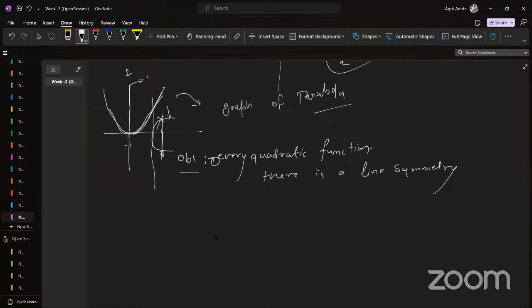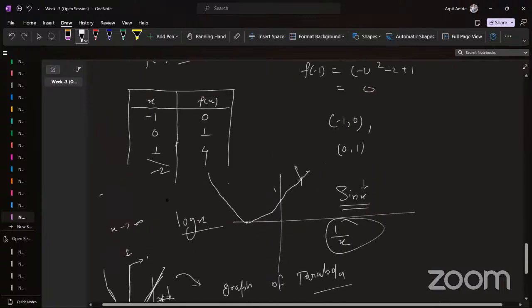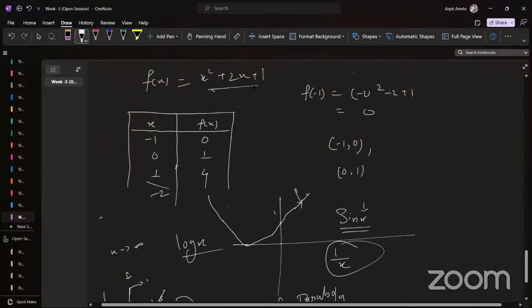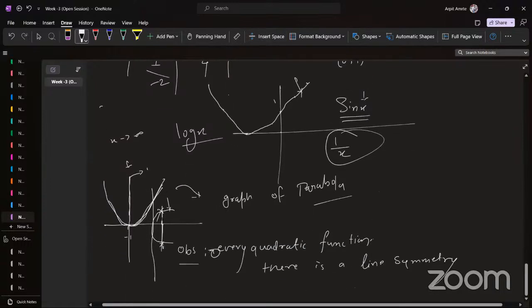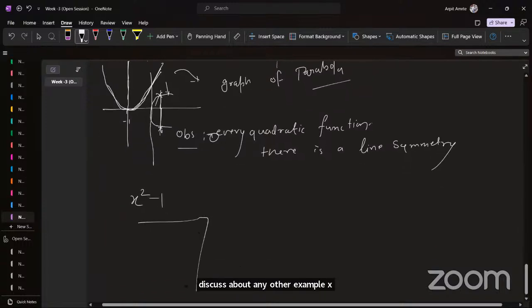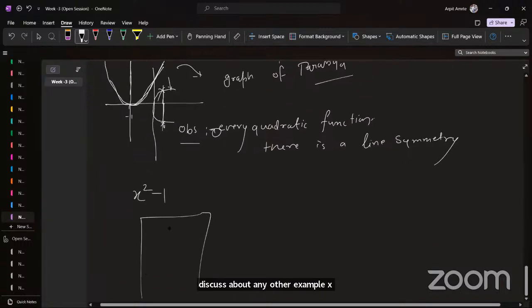Sir, is it necessary for a parabola to intercept the x-axis or y-axis at one point? No. Can it intercept at two points? See, this is just an example. I took this example, and for this particular example, the function looks like this. Suppose let's discuss another example: x square minus 1. In this case, let's make a graph. Plus or minus.